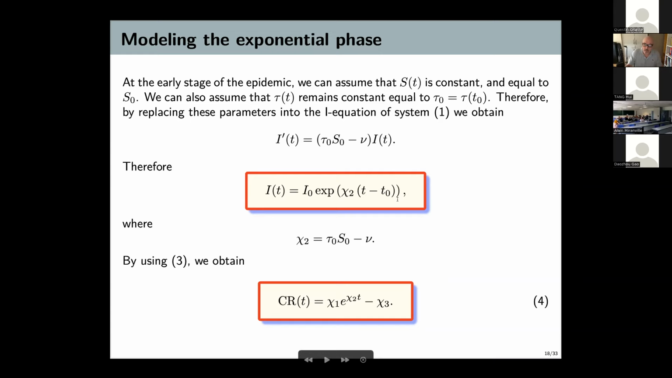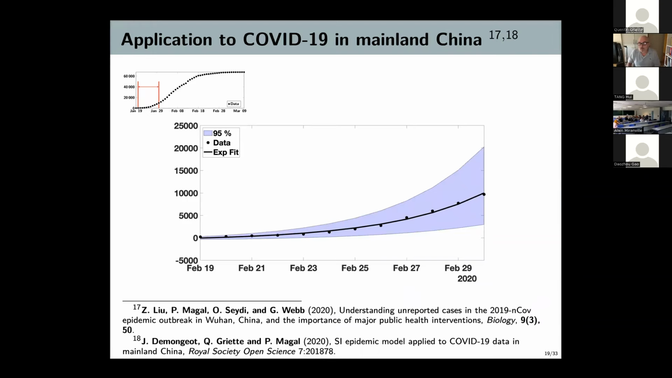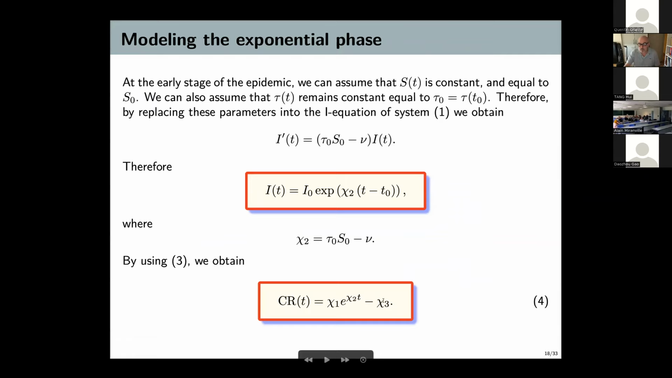And so if you replace that into the equation, you get an infected group that is growing like an exponential. Now you replace that in the equation for the reported cases, and you get a formula that is an exponential minus a constant. And so now you get what I call the first phenomenological model, maybe the only one here, I have no time to go into detail, to compare with the data.